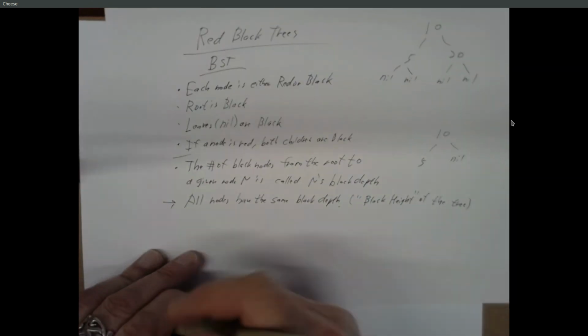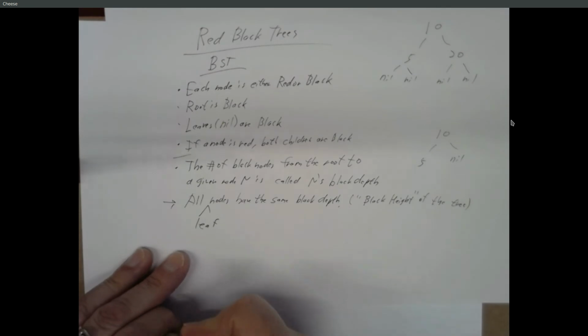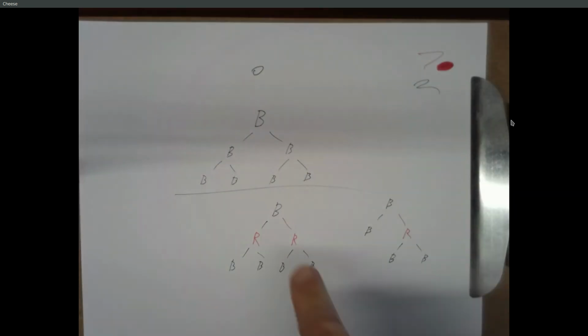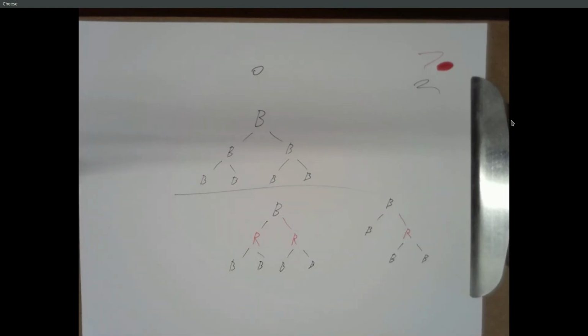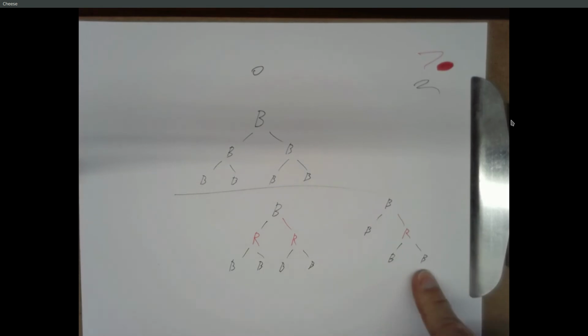I should modify this. This should be all leaf nodes have the same black depth. Because obviously the root has a black depth of 1. But if you go down to a leaf, right? So here's a leaf node, black depth is 2, black depth is 2, black depth is 2. One red node, both its children are black. Nils are black, root is black. That's a good red-black tree.